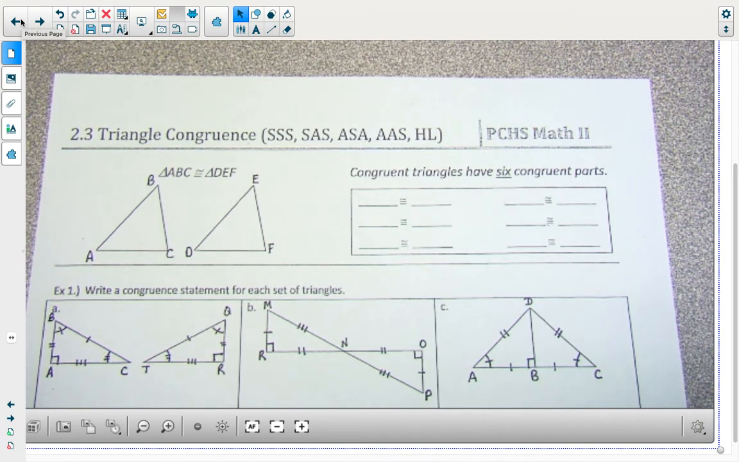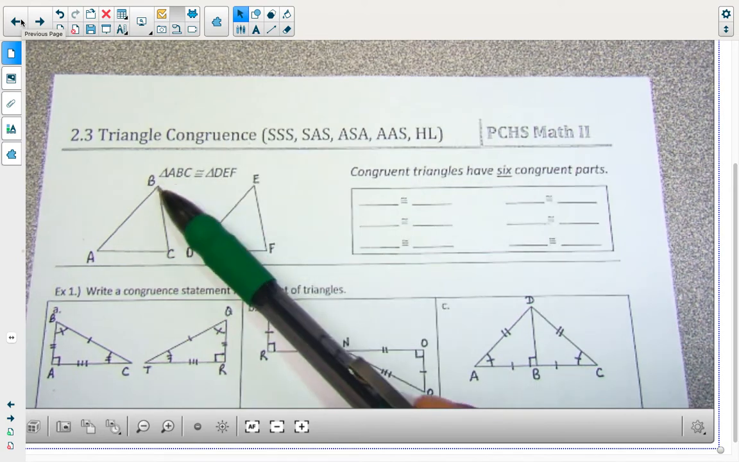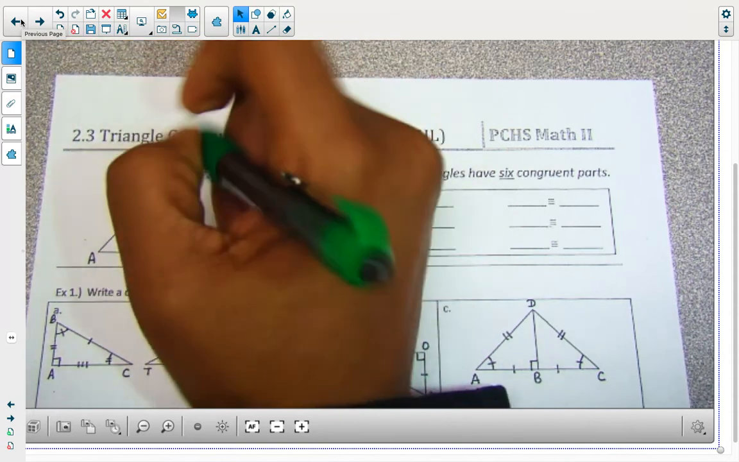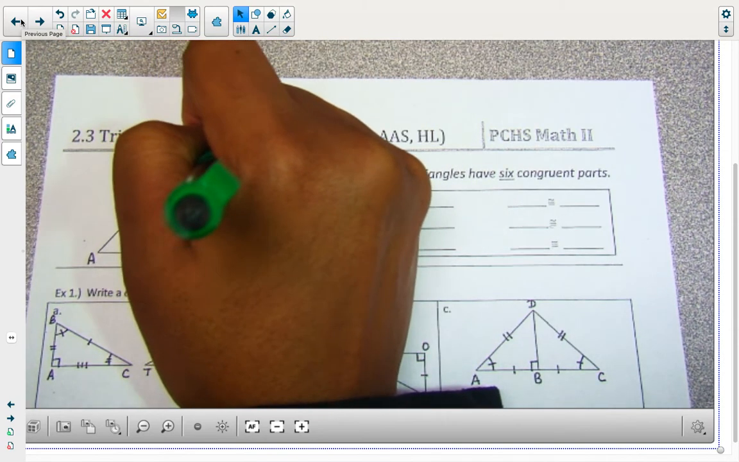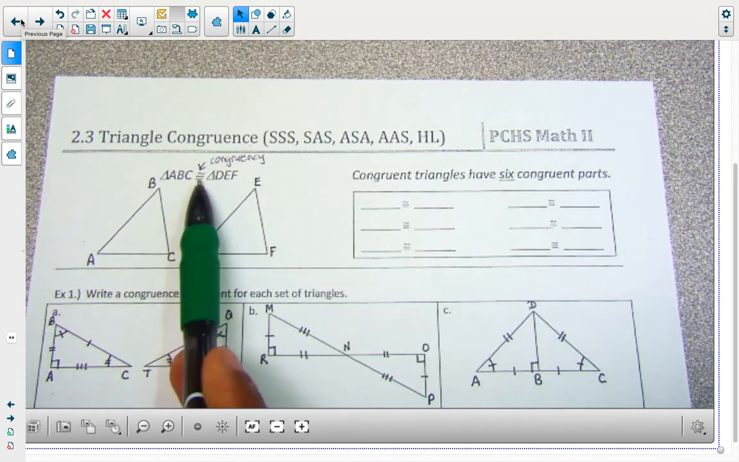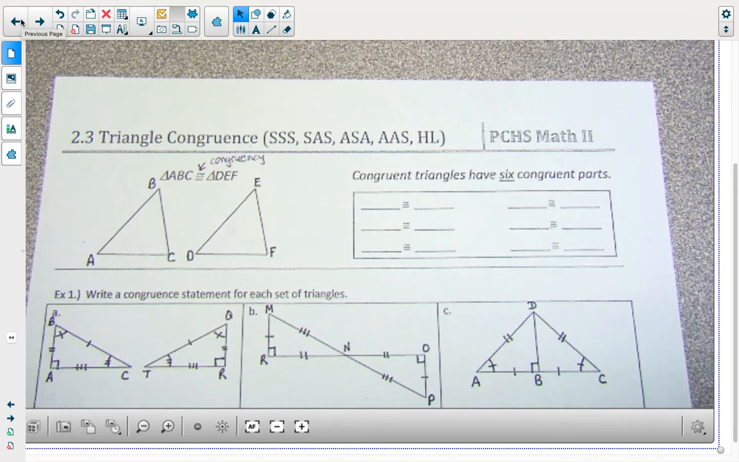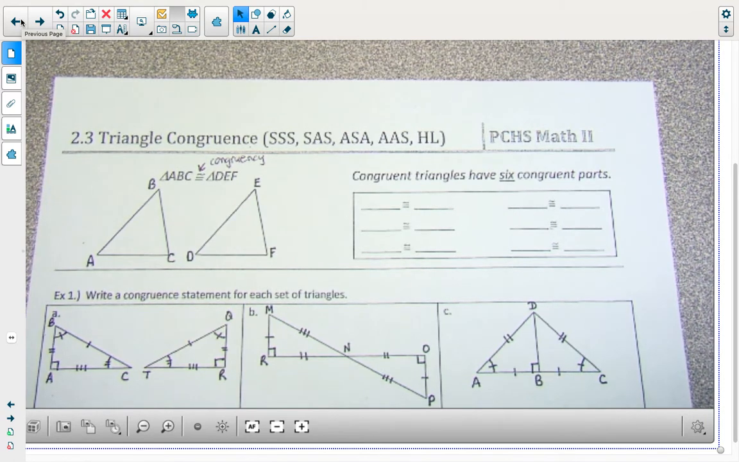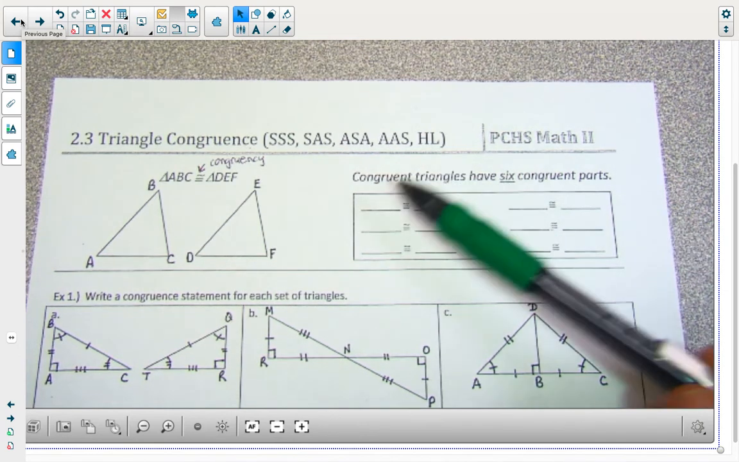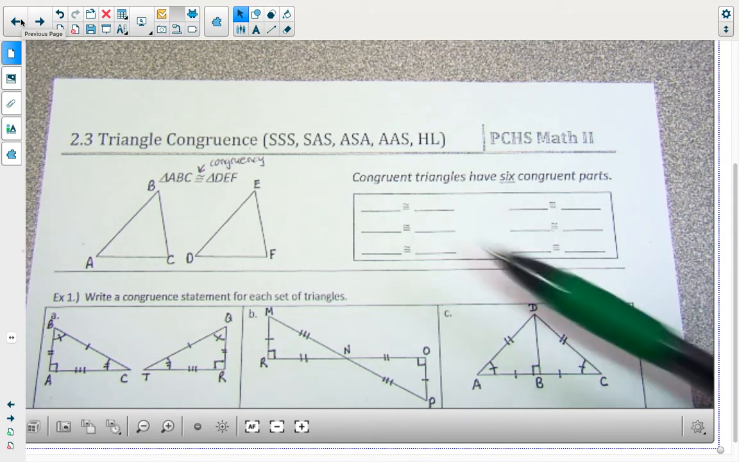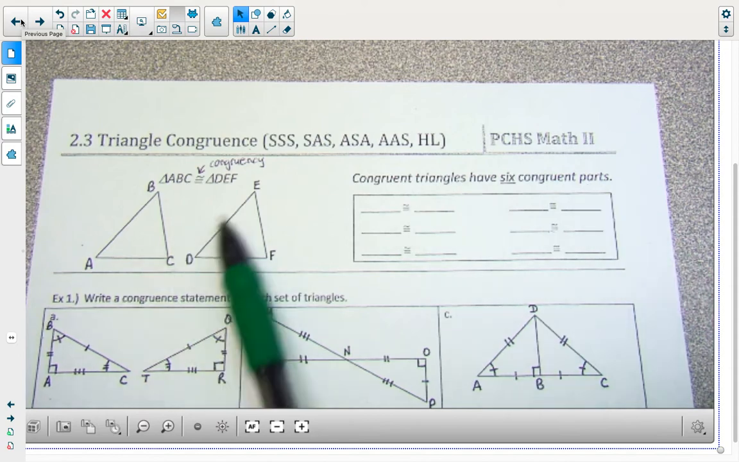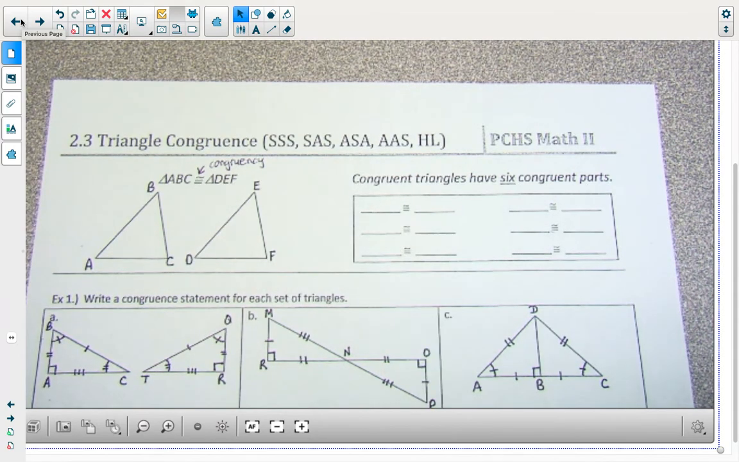So let's start up here at the top. I got 2 triangles. We have triangle ABC is congruent to triangle DEF. So this little mark here, if you didn't know, stands for congruency. So it's an equal sign with a little squiggly at the top. That means congruent. So triangle ABC is congruent to triangle DEF. So since I know that, we can come over here and we can label the parts that are congruent. So congruent triangles have 6 congruent parts. So we're going to go through based off of these 2 triangles and label the congruent parts.